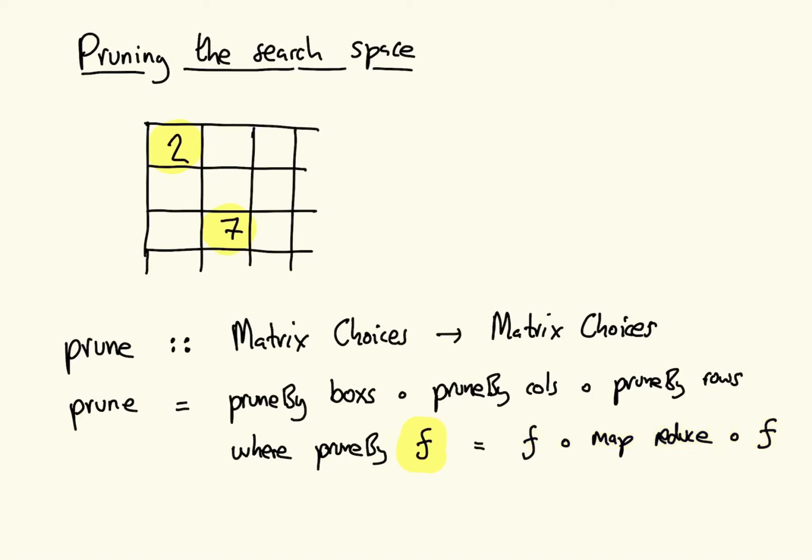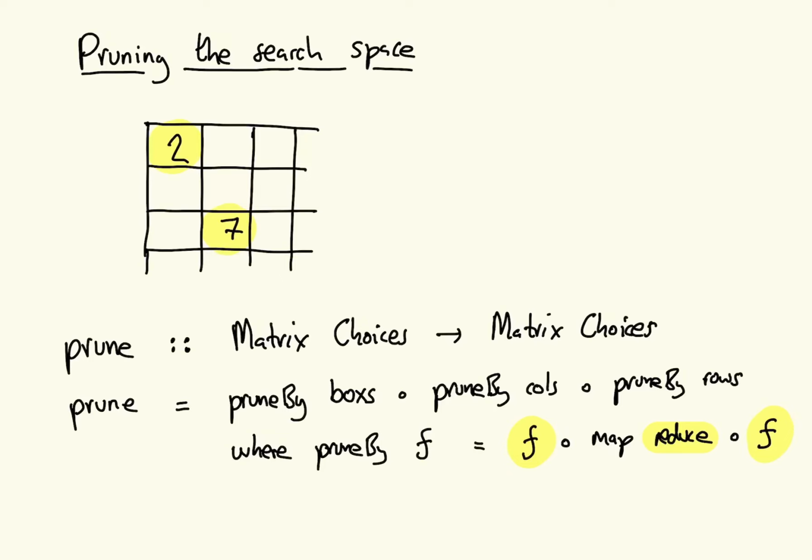What the function composition is going to do is, imagine f was the columns function. We'd apply the columns function. That would extract the columns as rows, and then for each of those rows, we'd apply a function called reduce, which we haven't yet written, and then we'll put the columns back together. Here we're exploiting the fact that when you apply, for example, the columns function twice, it gets you back where you started. So this is letting us prune the columns by transforming the columns into rows, operating on those rows, and then putting the columns back together. And it's the same for the boxes and the rows as well.